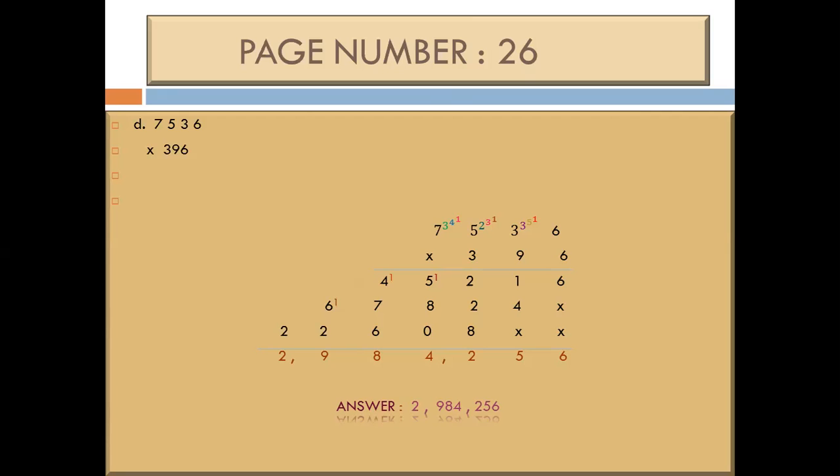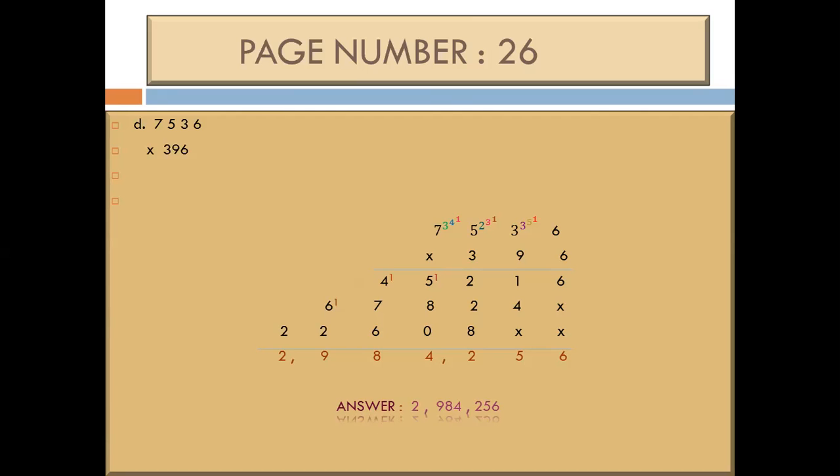Now come to the tens place. Again we put a cross sign under the ones place, under the 6. 9 sixes are 54. We write 4 there and carry 5 on 3. 9 threes are 27. 27 and 5, 32. We write there 2 and we carry 3 on 5.